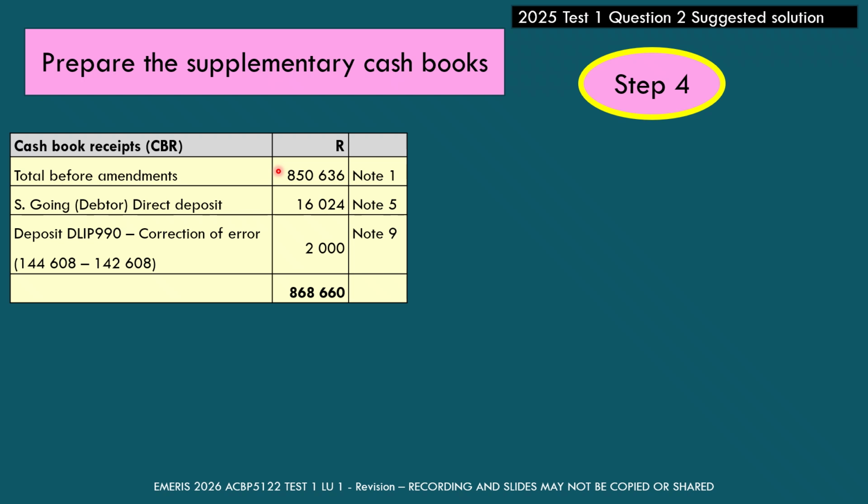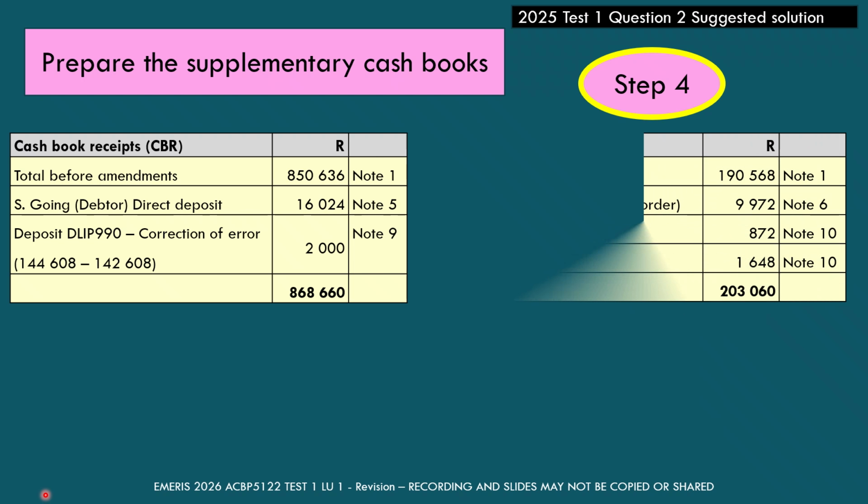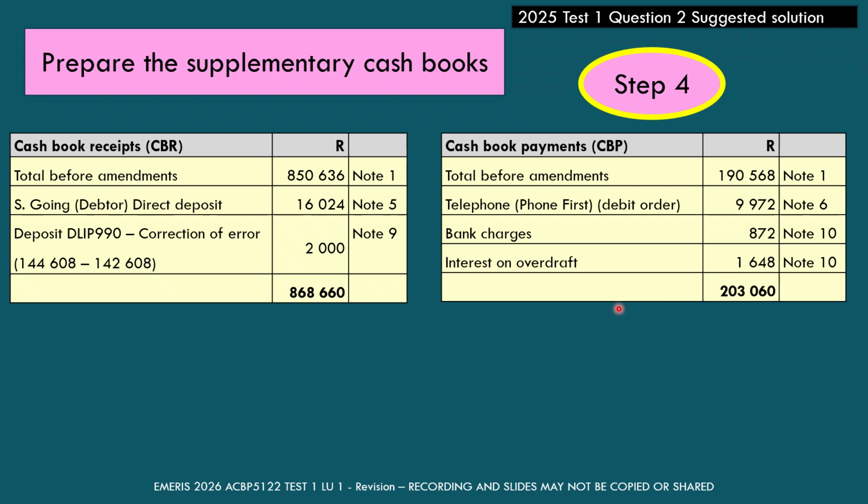So you get marks for putting in the total before amendments. You get marks for calculating that total. You get marks for showing us your workings. Remember, all these little details add towards your overall mark. Then in the cash book payments, again, I start with the number before any amendments. And here I include my debit order. I've got my bank charges and my interest on overdraft. And then I calculate the new total.